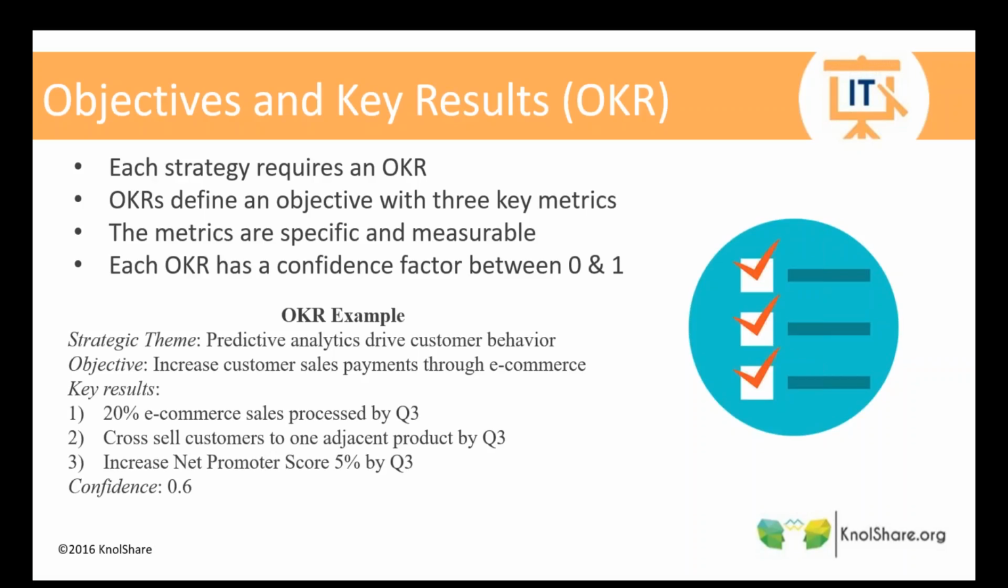And then we also have a confidence of 0.6, and you could really translate that to be somewhere about 60% of achieving this objective. So this is very specific. This is something that we could go back, look to in the future and actually measure, are we really achieving these goals by this specific time frame?